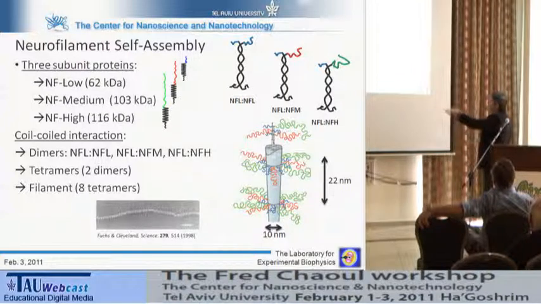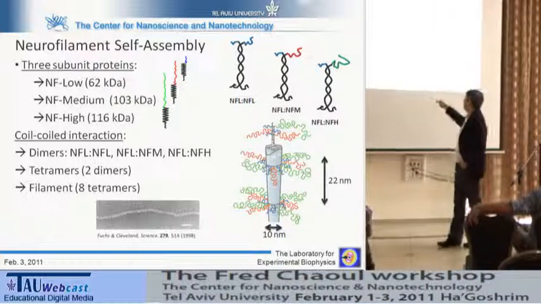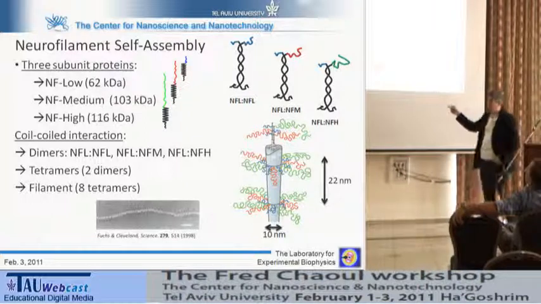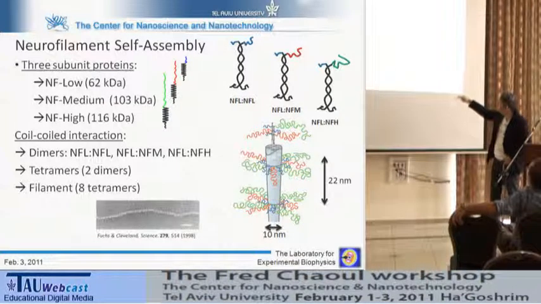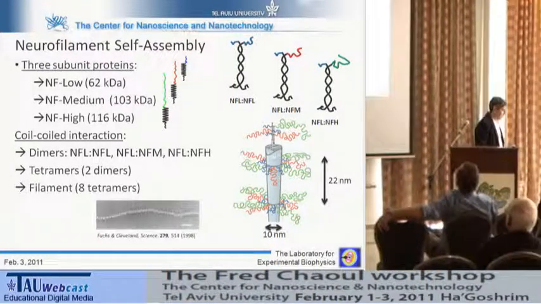And I don't know if you can actually see, not the cartoon, but the very good electron microscope image here. Very hard to do, but you can actually see the little hairs coming out of these C terminals, which are not ordered.